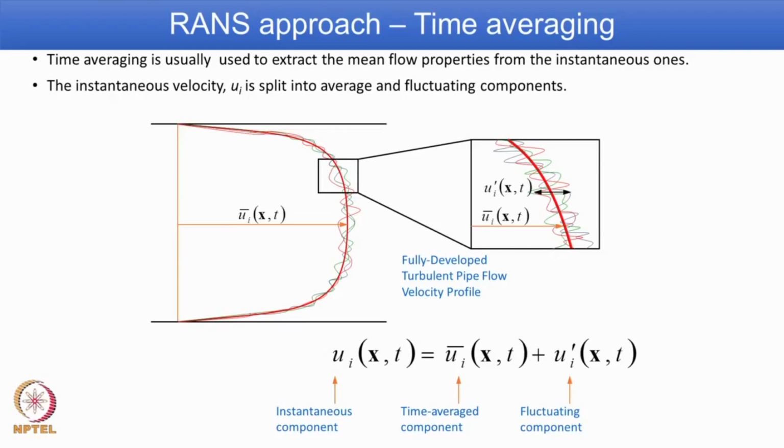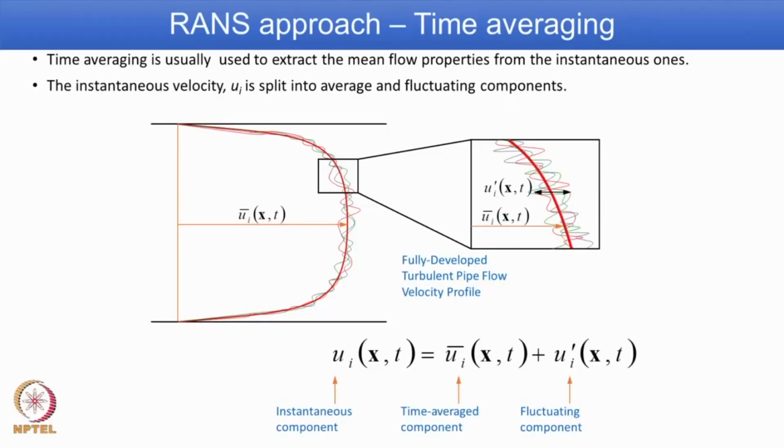Any quantity that is varying with time, we refer to as instantaneous. Once we do time averaging, then we get a mean quantity. If you subtract one from the other, then you get fluctuation. In other words, the instantaneous quantity u, for example, and we have used subscript i to represent that it is in one direction or it is a tensor quantity, u i is split or decomposed into average as well as fluctuating component.